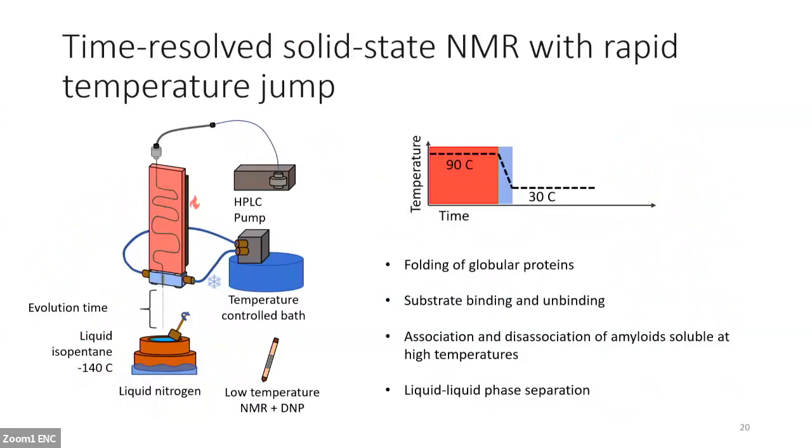So we believe rapid negative temperature jumps are a promising technique for studying biological dynamics and kinetics in a variety of systems. We hope to keep doing these experiments, and we'd love to get feedback from people here about interesting systems to study.